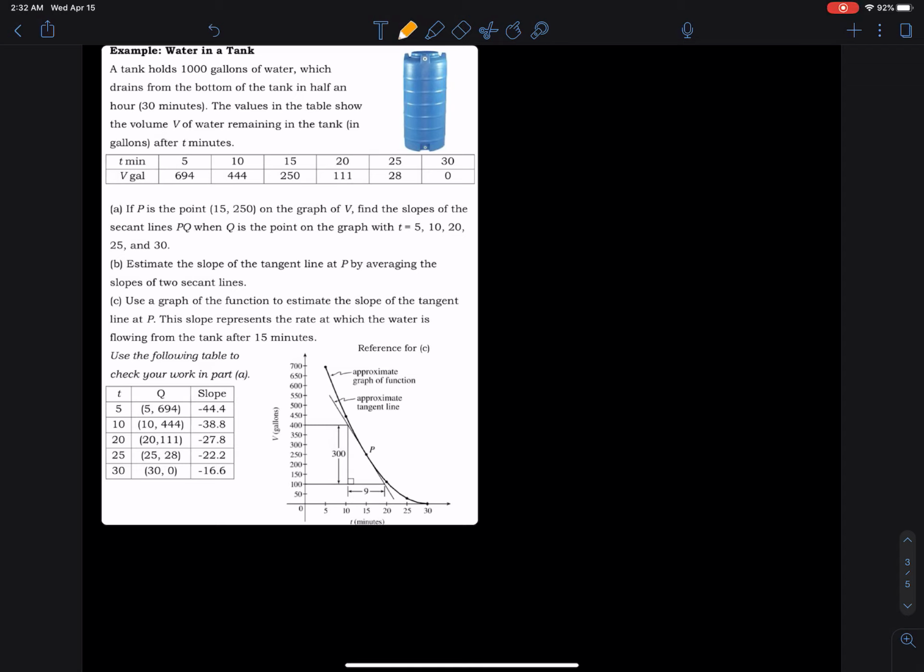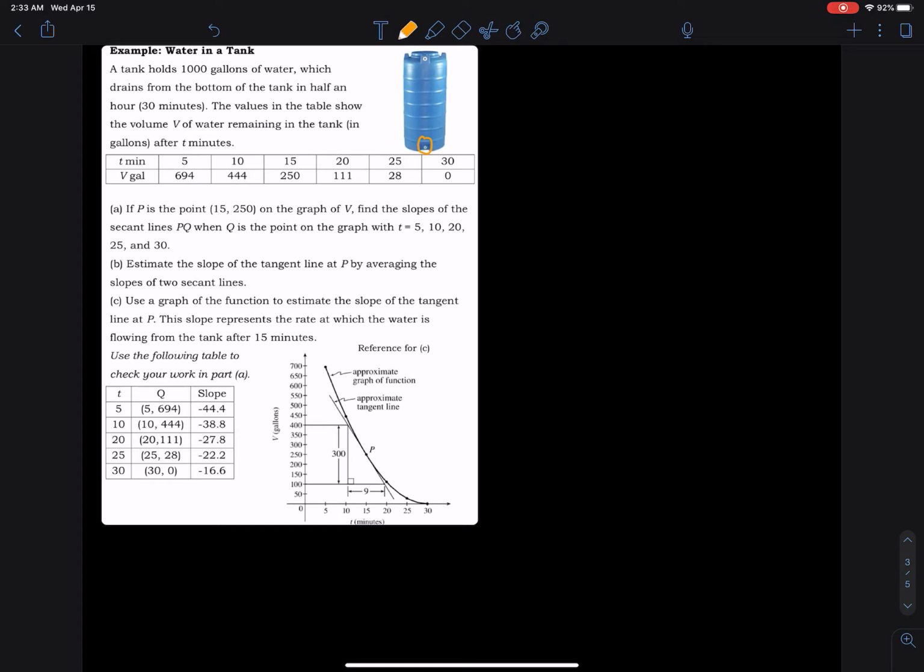So let's do a practice problem. A tank holds 1,000 gallons of water, which drains from the bottom of the tank. In a half hour, 30 minutes, the values in the table show the volume V of water remaining in the tank in gallons after t minutes.